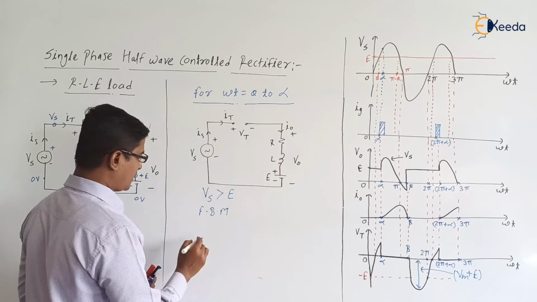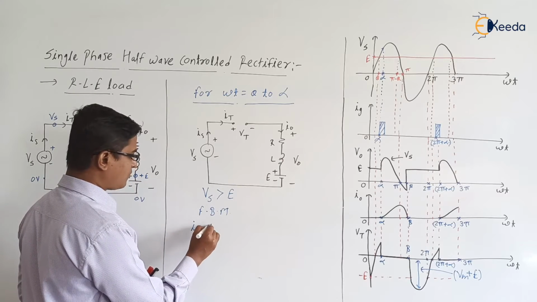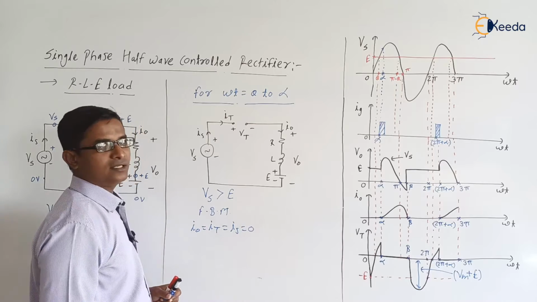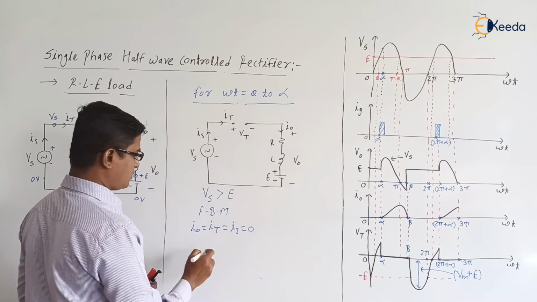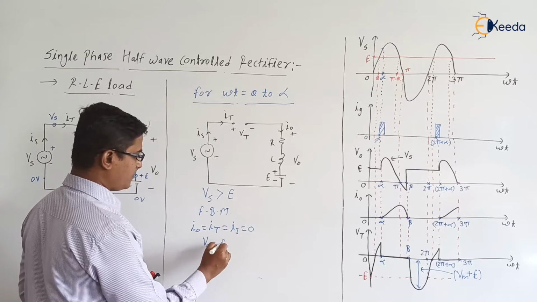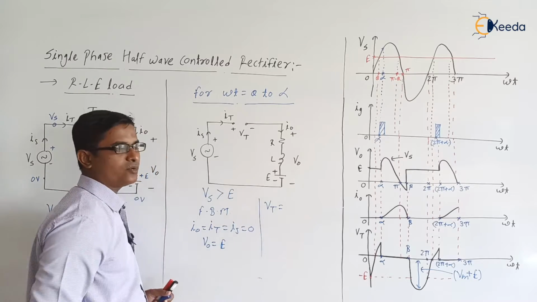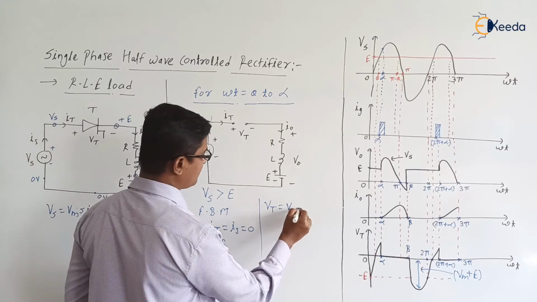Okay, next, what is the I0? I0 is equal to IT is equal to IS, all are 0, right? Next, what is the V0? We can write V0 is equal to E. Similarly, can we write Vt? Apply KVL, you will get Vt. Vt is equal to Vs minus E.